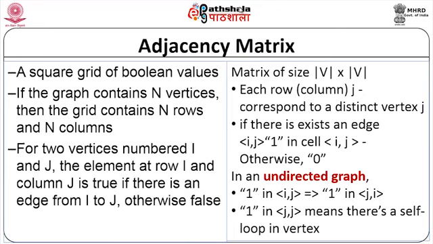So, the matrix is of size V by V, where V is the number of vertices. Each row and column corresponds to a distinct vertex. If there exists an edge between i and j, then there will be a 1 in that cell, otherwise 0. In an undirected graph, a 1 in ij means there is a 1 in ji also. A 1 in jj means it is a self loop on the vertex. So, these are the terminologies that we use.